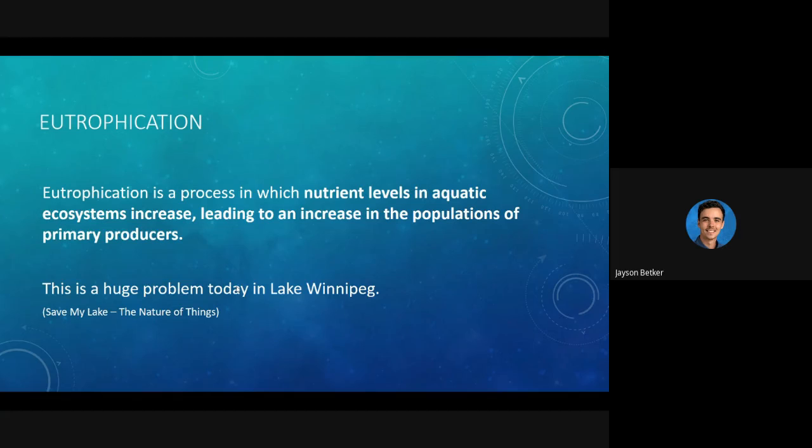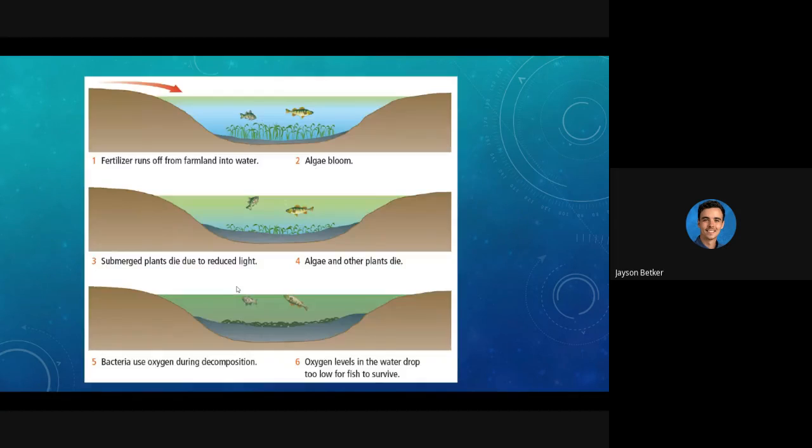Now, when they get an excess of nitrogen, it leads to what we call a bloom, or an inflation in their population. And this is a very big problem that we're noticing today in Lake Winnipeg. So again, if you haven't watched that video, just take a second to go and watch it, and then you can join back up with me here, and I'm going to talk about what exactly they're talking about in that video.